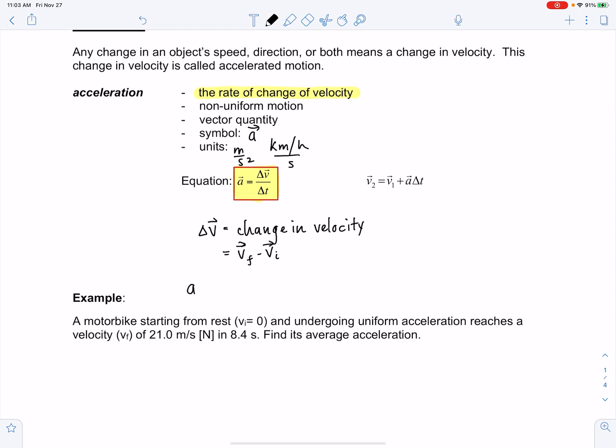So we can expand this equation a little bit more by saying acceleration is v2 minus v1 over delta t. And then we can rearrange this equation for the final velocity, v2. And if we do, it looks like this. This is another way to express the equation for acceleration, and it's a very helpful one because it allows us to find the final velocity for an object, which is a very common question to be asked in physics.